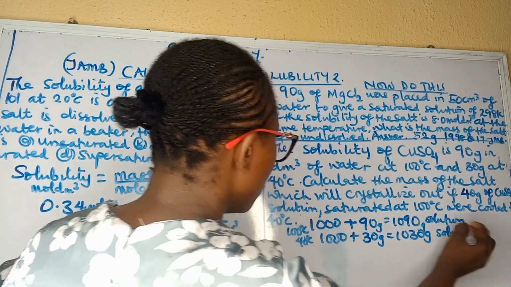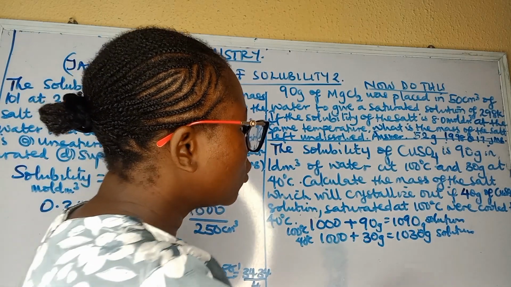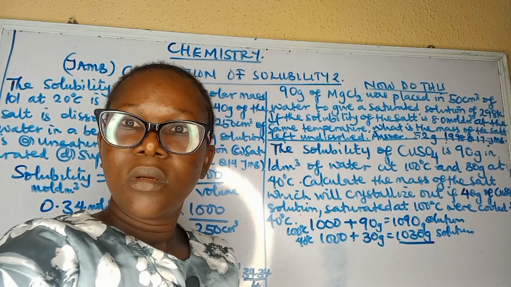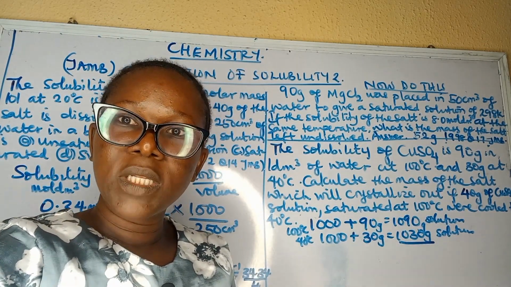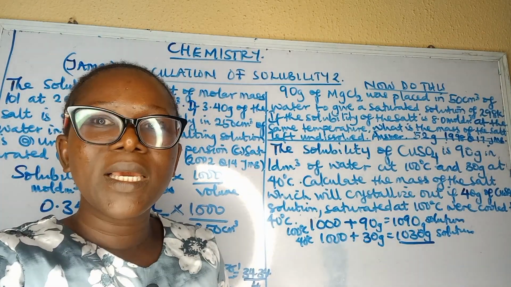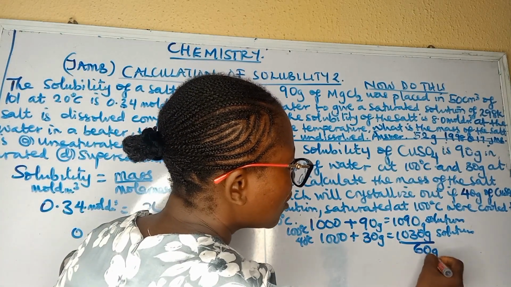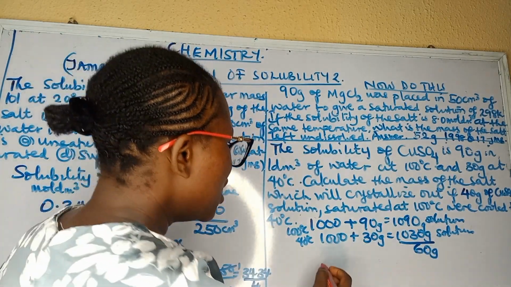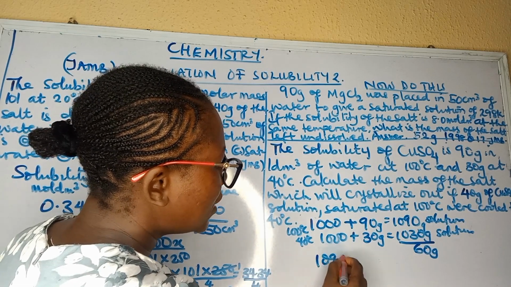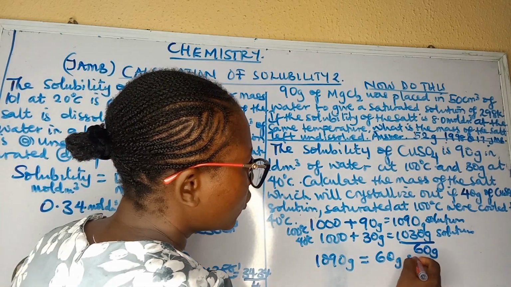So when there was a cooling from 100 degrees Celsius to 40 degrees Celsius, definitely some salt will crystallize out. When there's a cooling, the salt will start appearing again because the solution is saturated. Some salt will be appearing again as they are cooling, those that were forced to dissolve. So we have 60 grams that crystallize out. So it means that 1,090 grams crystallizes out 60 grams of salt.